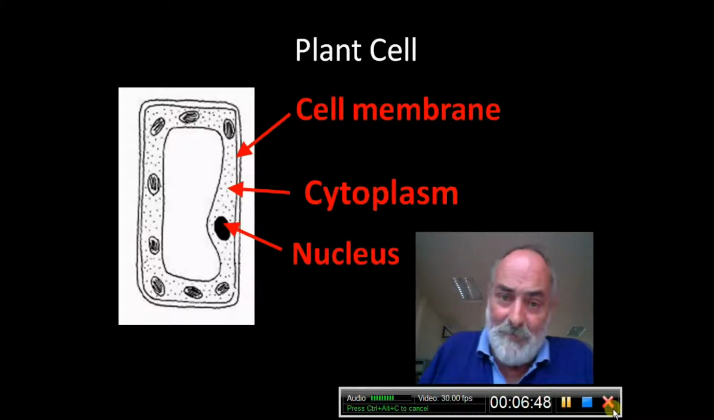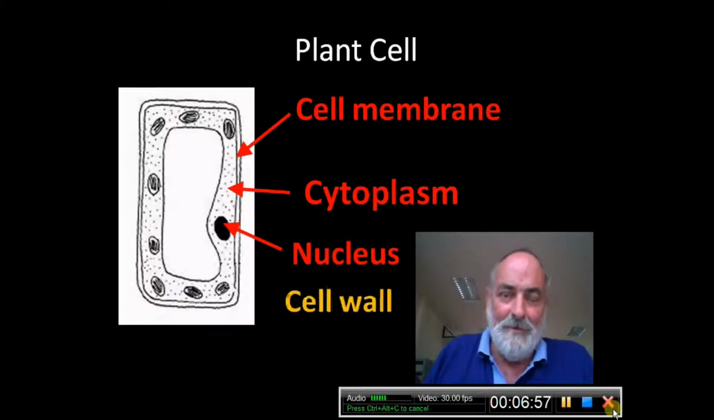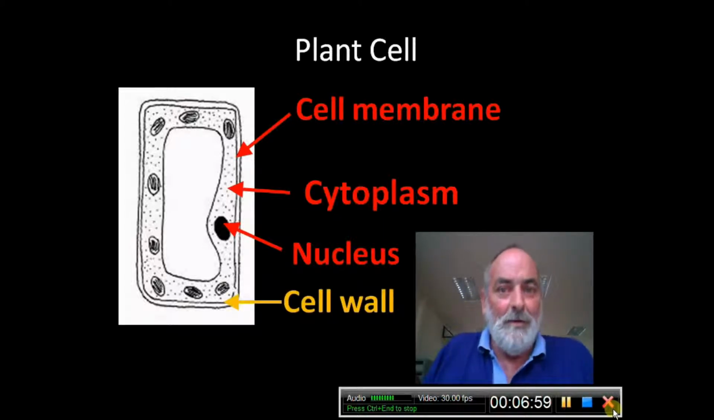But plants have a couple of other things we need to know. First of all, outside of the cell is the cell wall. This is made of cellulose and is built like a box around the cell. So the cell is inside a box. This is the cell wall. Animal cells do not have a cell wall.